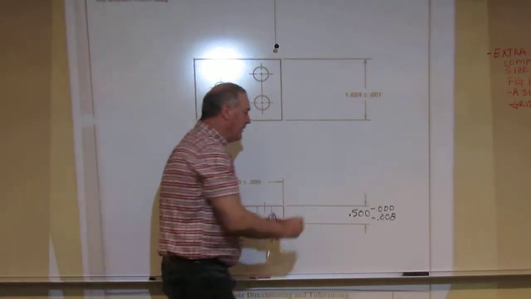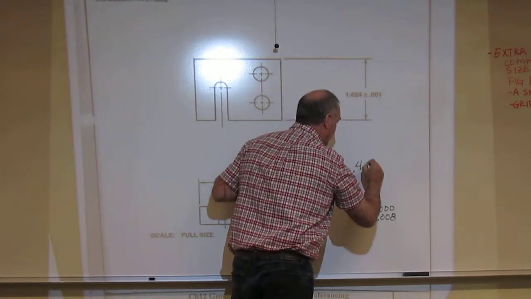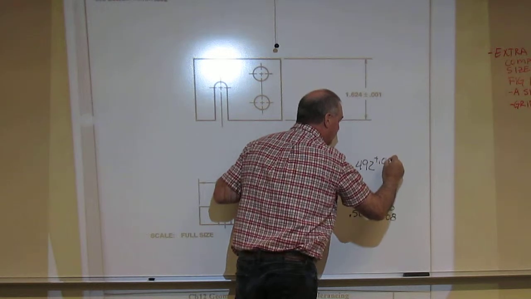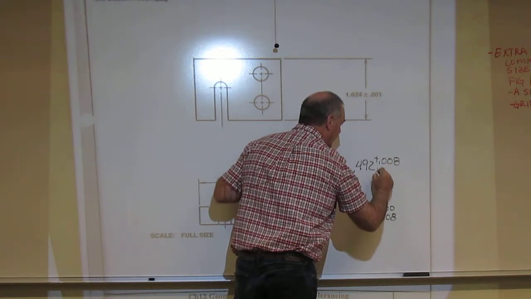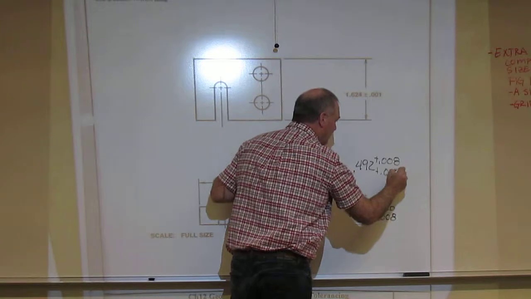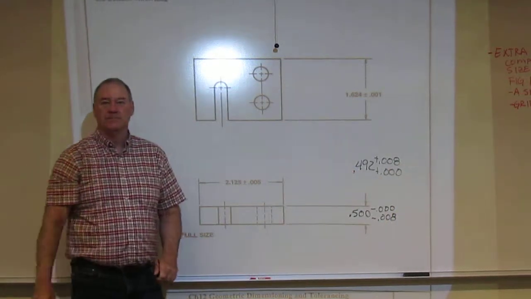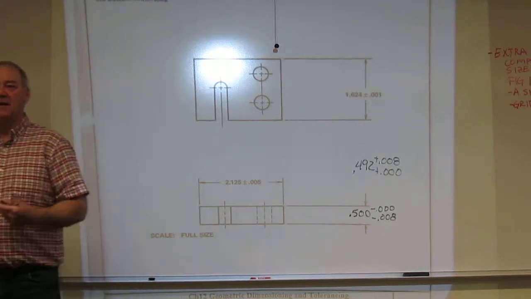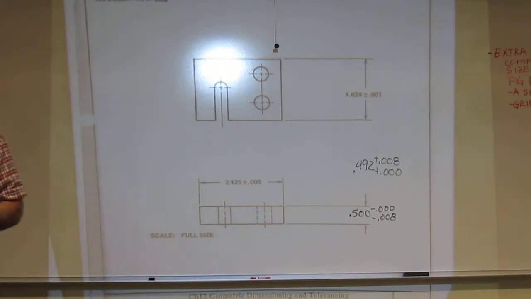You can also do 0.492 plus 0.008 plus 0. Okay. Bottom line is we're going to give one of the limits and allow deviation in one direction.